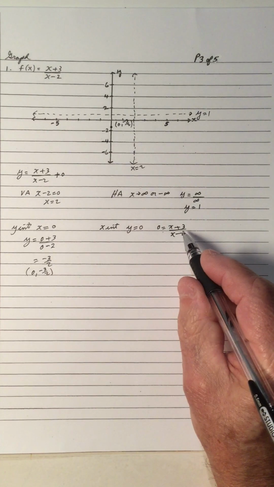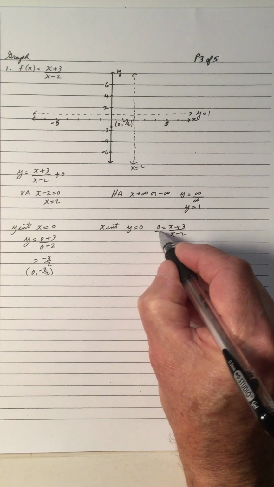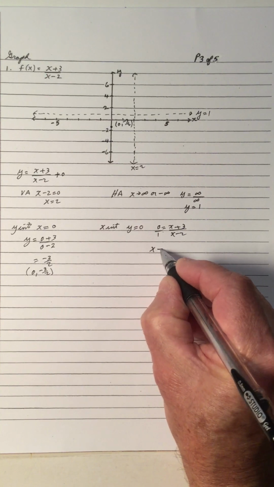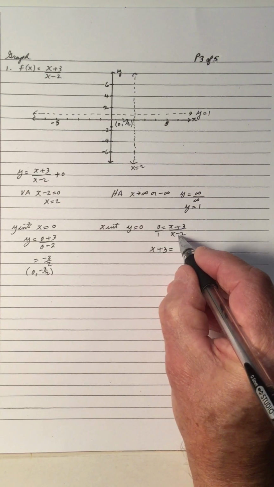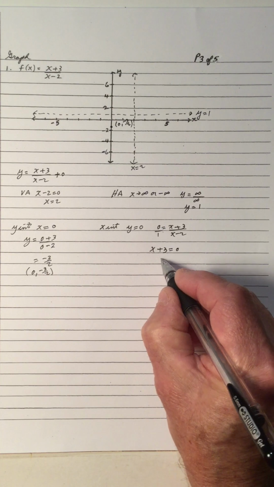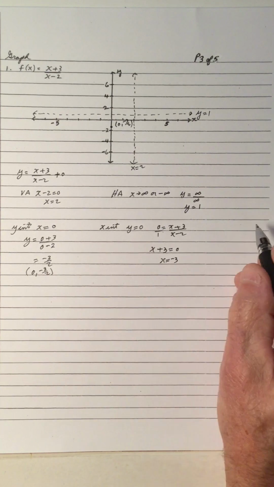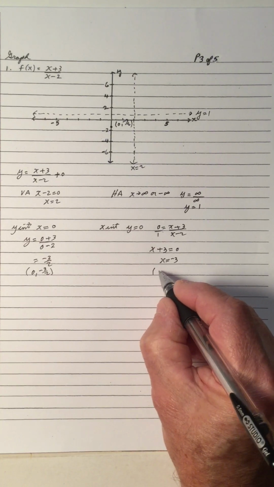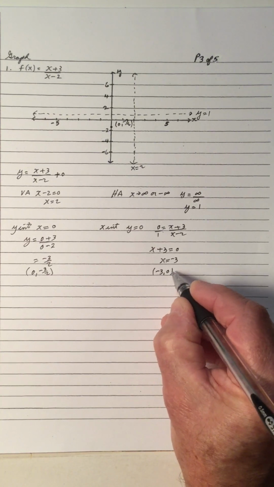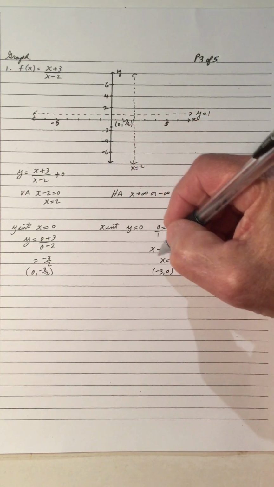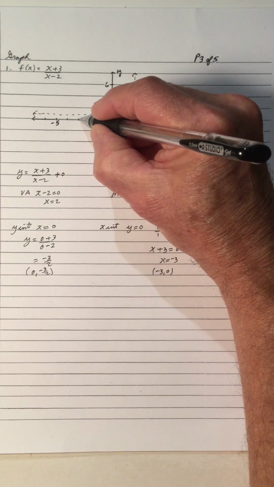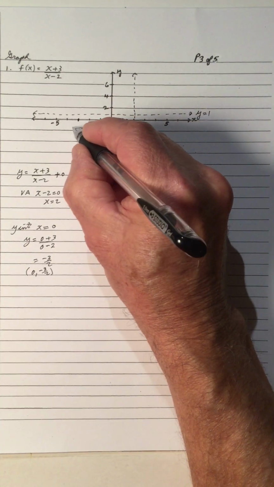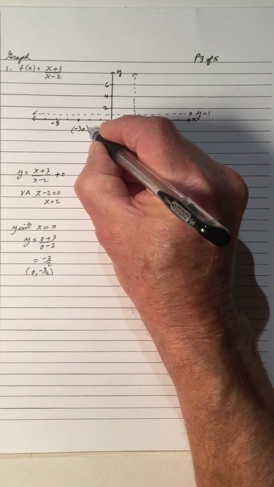So we can do this 2 ways. We can either put it over 1 and cross multiply. So 1 times x plus 3 is x plus 3. 0 times x minus 2 is 0. So x is negative 3. So the x-intercept is x is negative 3 when y is 0. So that's this point right here. So this is the point of negative 3 comma 0.